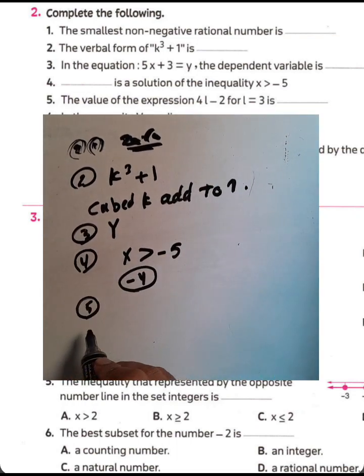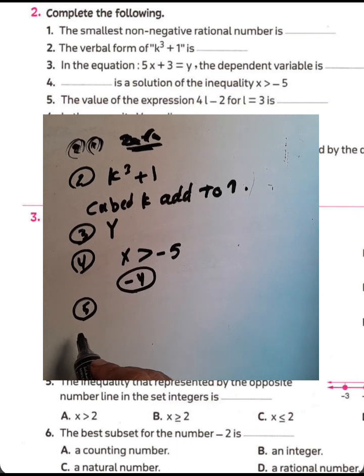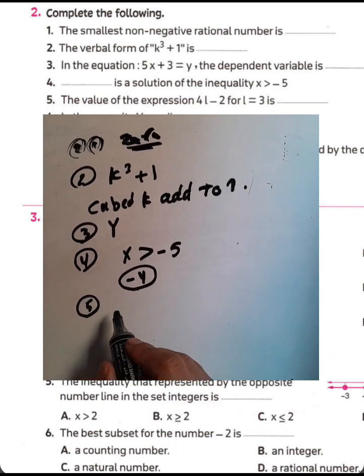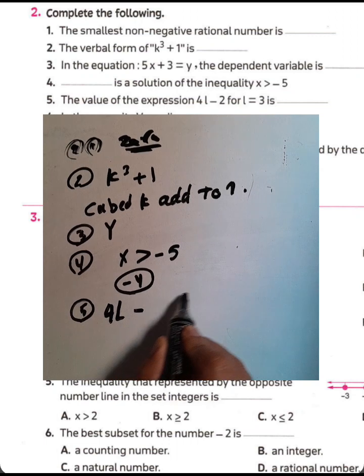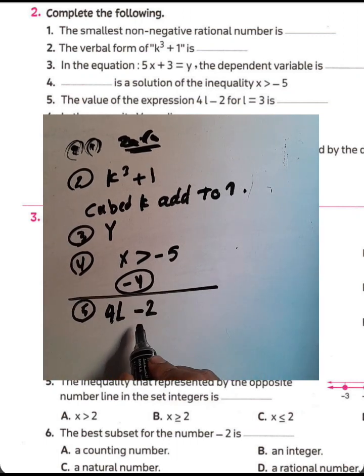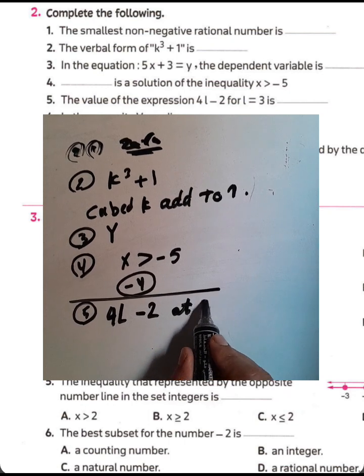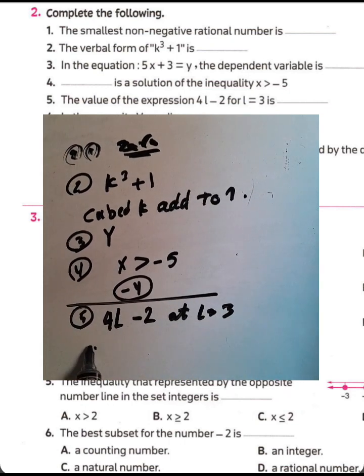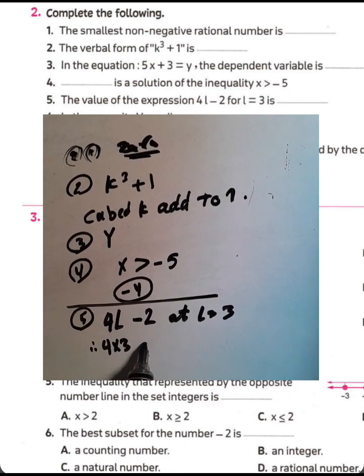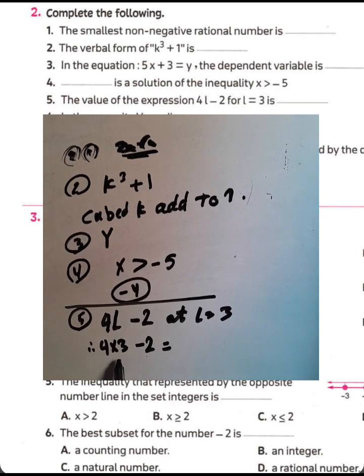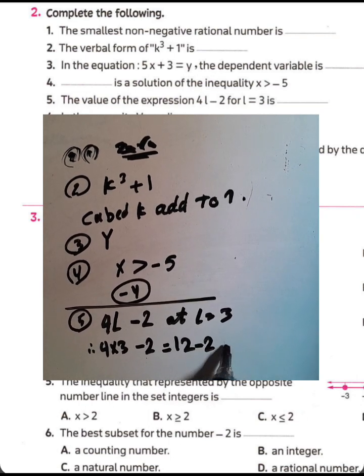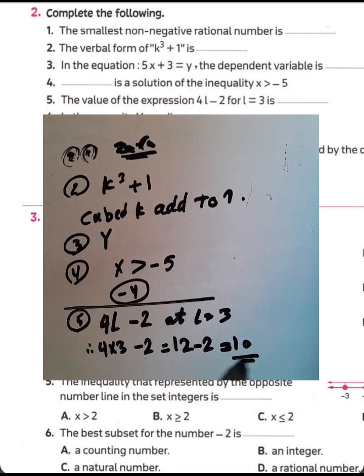Question number 5. The value of the expression 4L subtract 2 for L equal 3. Put L equal 3 here. Then the result is 4 multiplication by 3 subtract 2. 4 times 3 equal 12. 12 minus 2 equal 10. The result will be equal 10.